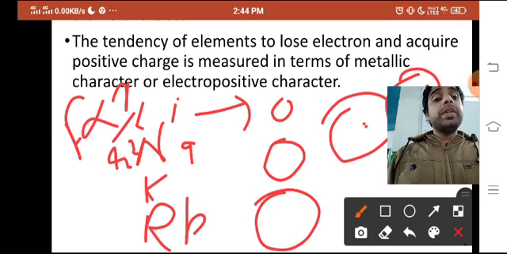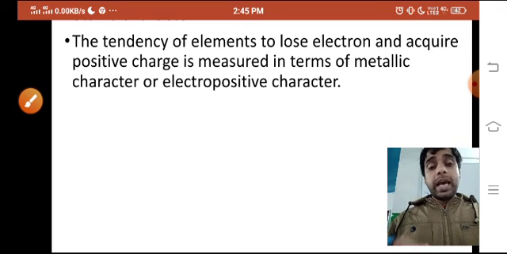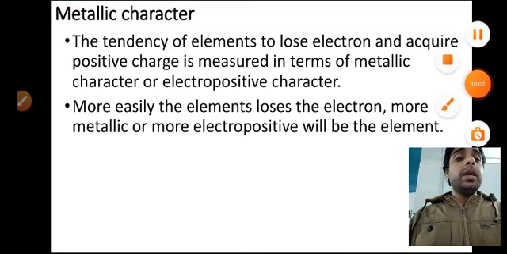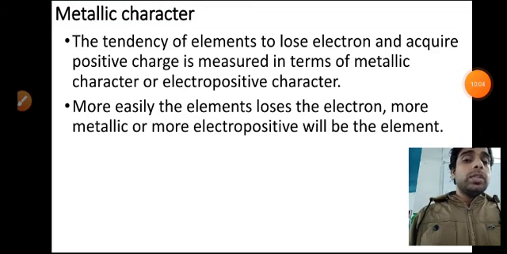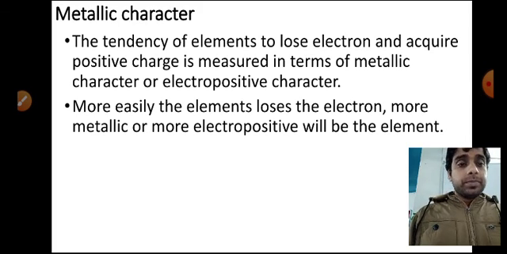Okay, and hence we can say the atom which is present at the bottom of the group will have electropositive character, and as the electron is lost by that element very easily, it has high metallic character. Okay, so these are all the things for the trends in the periodic table. Okay, thank you.